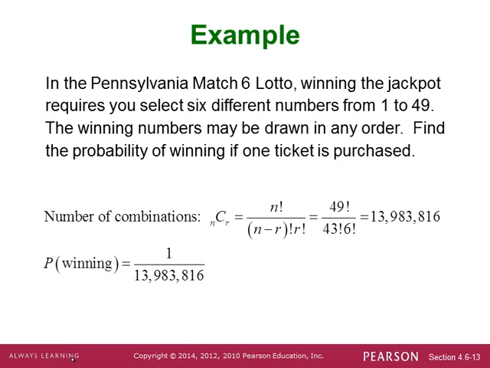Here's another example. Suppose that we're going to play the lottery. In the Pennsylvania Match 6 Lotto, we are going to select 6 numbers from 1 to 49. So there's 49 numbers available for each choice. You cannot repeat any numbers. It would be like having 49 balls with the numbers 1 through 49 printed on them in a bag.